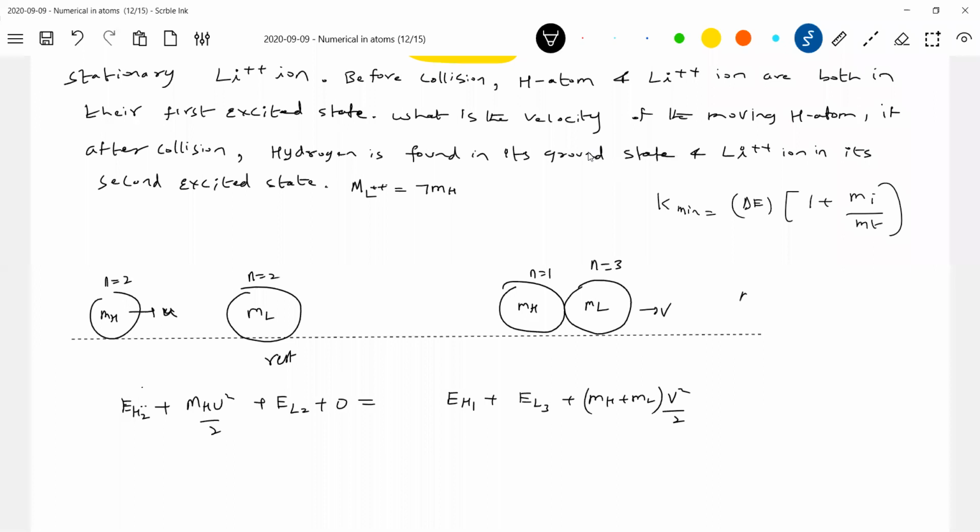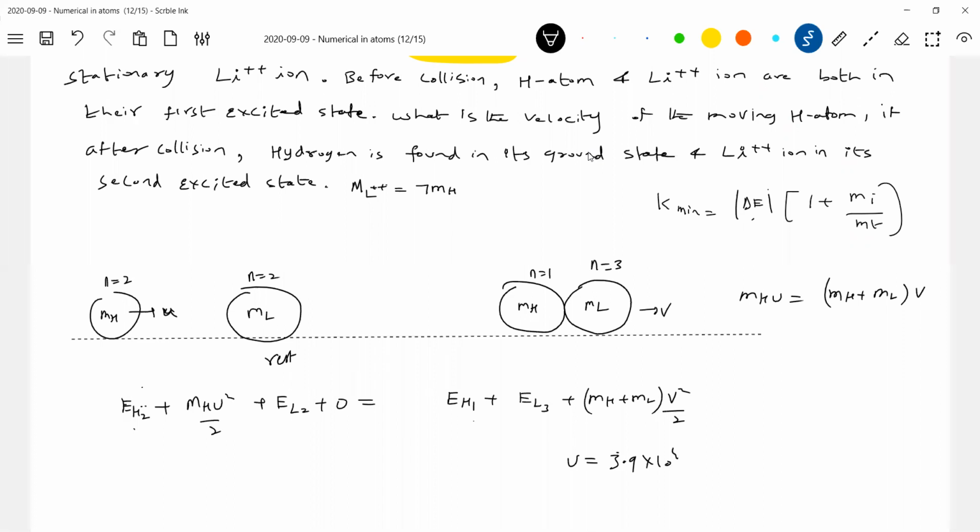Then applying conservation of linear momentum, mh u equal to (mh plus ml) into v. Substitute all this, the energy of hydrogen in the first excited state, you know the value. Substitute the specific values and solve it, and you'll get the required answer. If you're unable to exactly guess delta E, take care of the negative sign here. The mass of lithium double plus is 7 times that of hydrogen, so you can replace mh and ml here. Solving this, we'll get around 3.9 into.